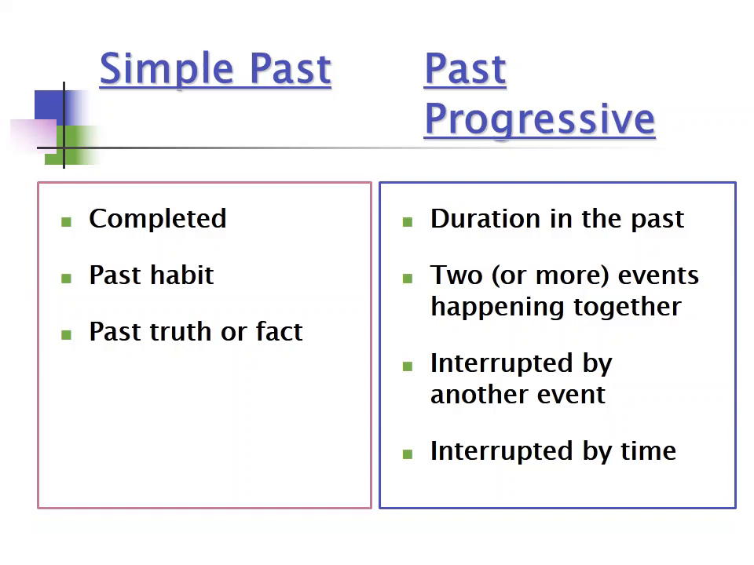But the past progressive represents 4 different types of usages and meaning, and that is an action that is in duration in the past, or 2 events that were happening together at the same time in the past, or one began first and was in progress when another interrupted it. And then the last category is when we imaginarily interrupt it with time. So something that was in progress at a certain time. So yesterday I was watching TV at 8 o'clock.